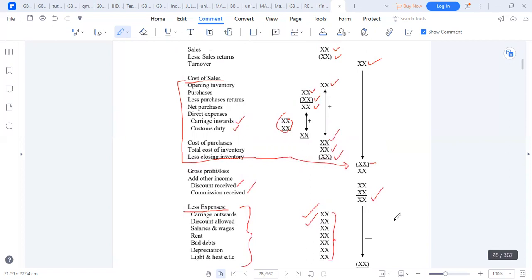Sir, do we have these notes? No, you don't have these notes. I'll send them to the paid up group so that you access them. These are simplified notes. Thank you.